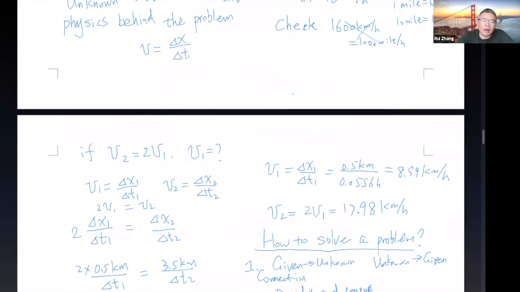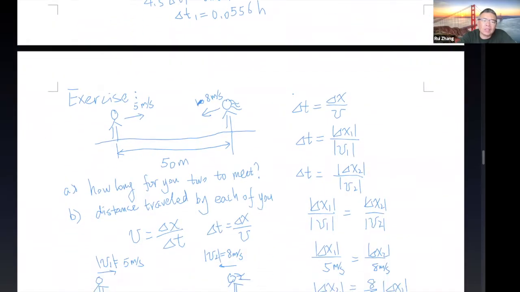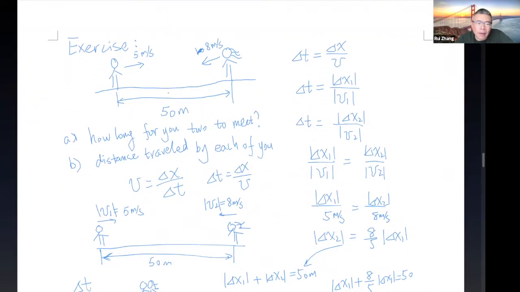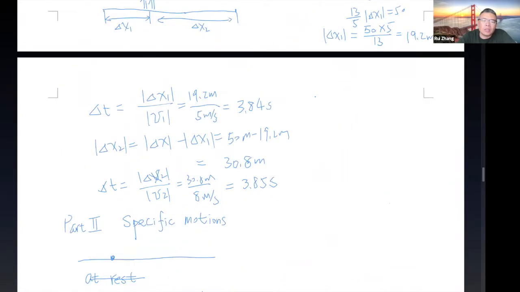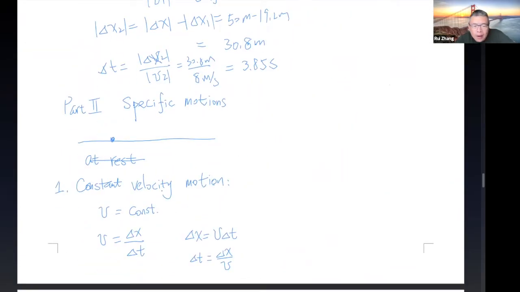Same thing here. For the exercise, they both move with constant velocity, although they're going in opposite directions. So again, we're using these kinds of equations for that. So there's really not much to talk about. I think that's all we want to talk about for constant velocity motion. Okay, so let's move on to the next one.